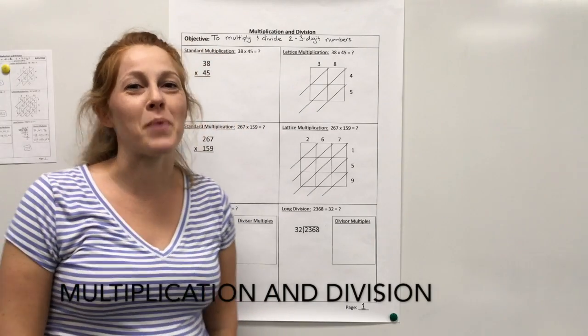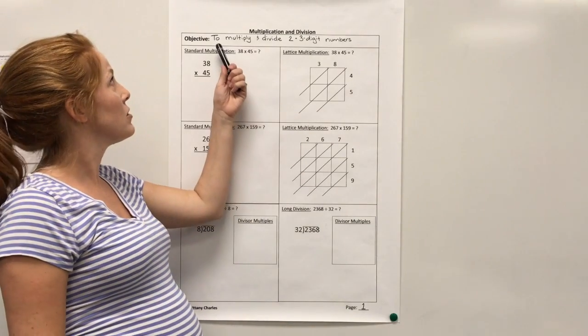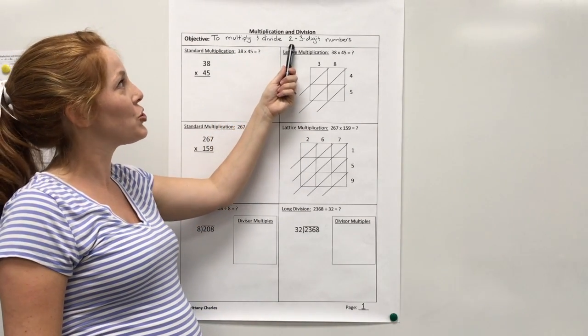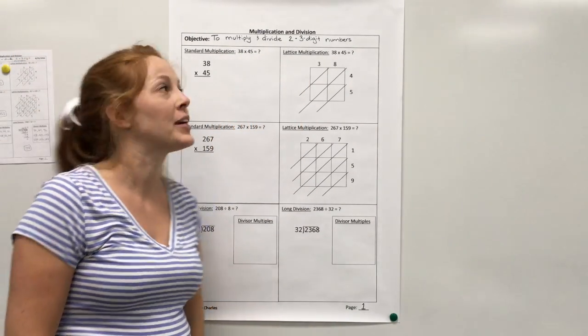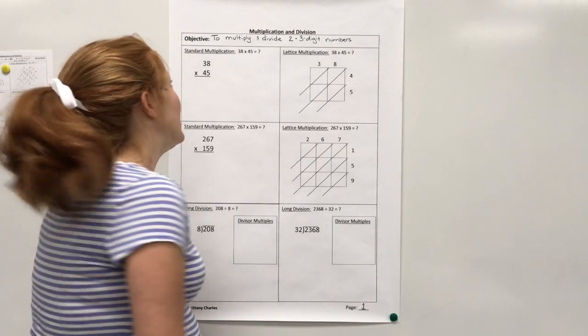Guys, today we're going to learn about multiplication and division. Go ahead and start by writing the objective: to multiply and divide 2 and 3 digit numbers. Also, don't forget to put your page number 1 in the corner.